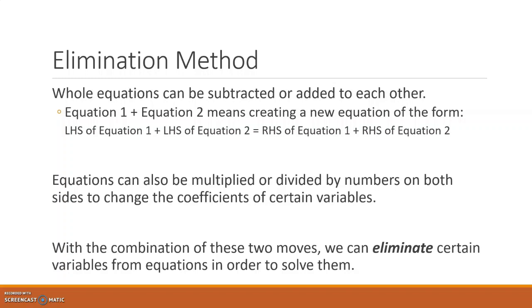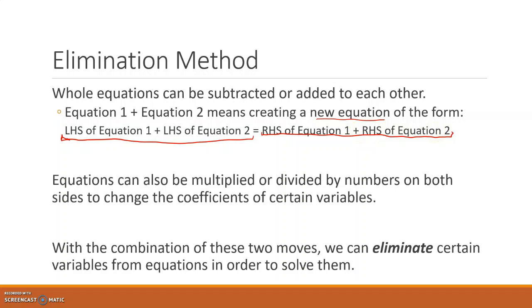So what I mean by that is, for example, I could have two equations and I could say equation 1 plus equation 2. And what that means to do is to create a new equation that has the form that's written down here. On the left-hand side of the equals sign, if I'm adding the equations together, I'll have the left-hand side of equation 1 plus the left-hand side of equation 2. Then on the right-hand side, as you might have guessed, I'll have the right-hand side of equation 1 plus the right-hand side of equation 2.